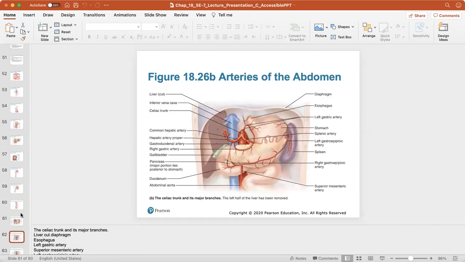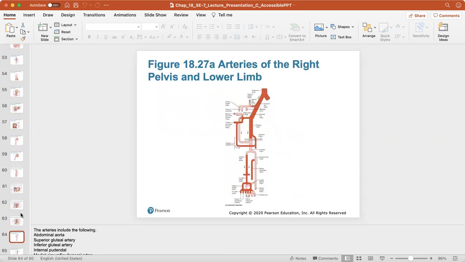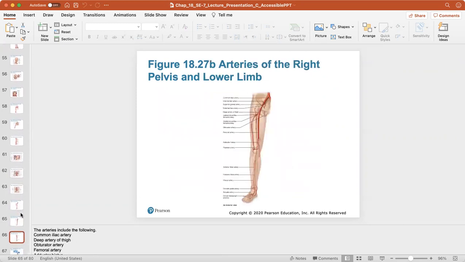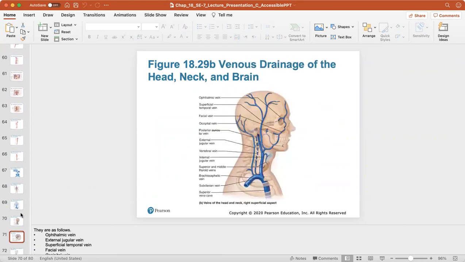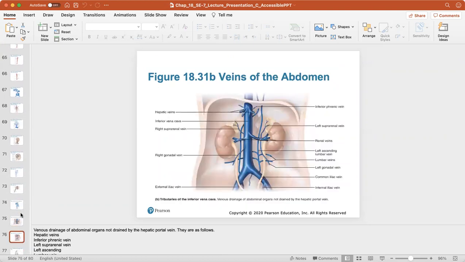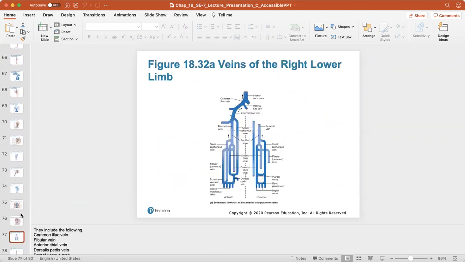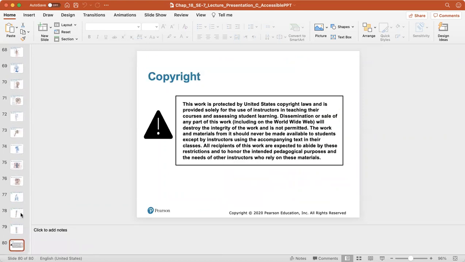But this goes through all the arteries. It's a great review for anatomy if you're thinking about that, but I won't ask you specifics of every single artery and vein in the circulatory system because we don't have to do anatomy again. But I think there's one more part to this PowerPoint I want to get through, and maybe there's not. Maybe it just reviews the arteries and veins.